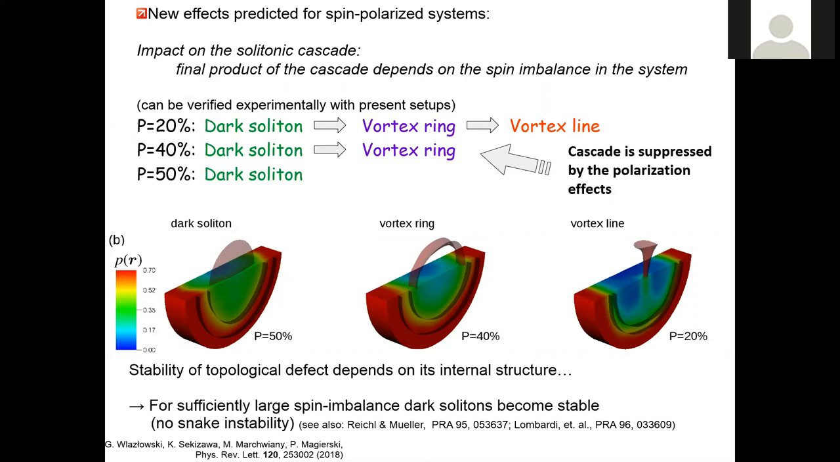So this is an interesting feature showing that there is a difference in the dynamics of the vortices and solitonic excitations in general, depending on the degree of polarization in the system. The fact that the dark soliton is stable for larger polarization was predicted using simplified models even earlier. So it's kind of a confirmation of the predictions reported earlier.